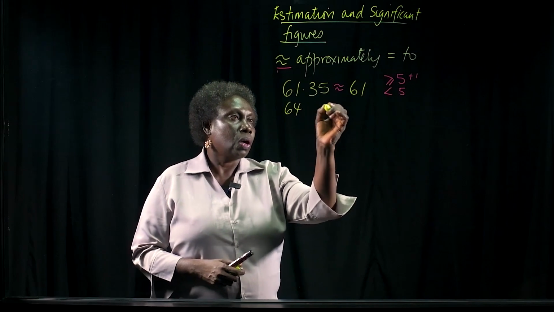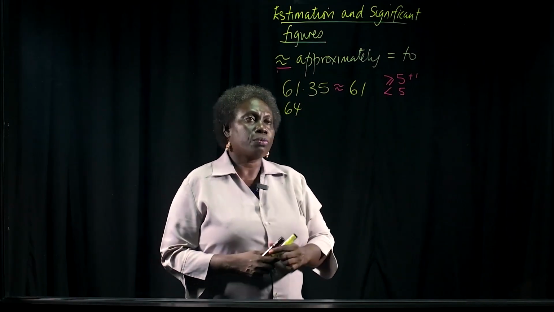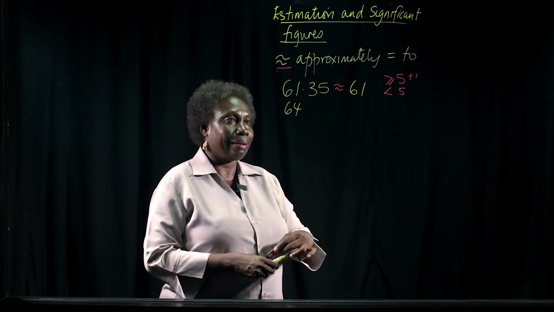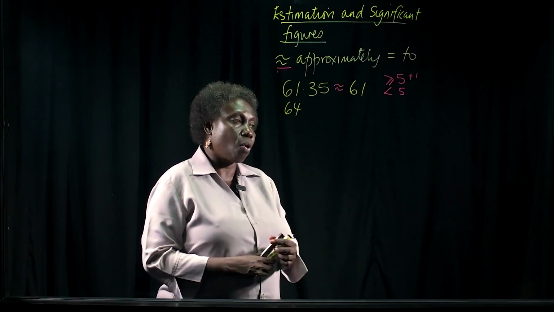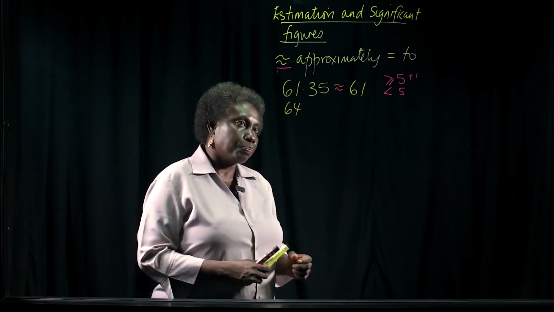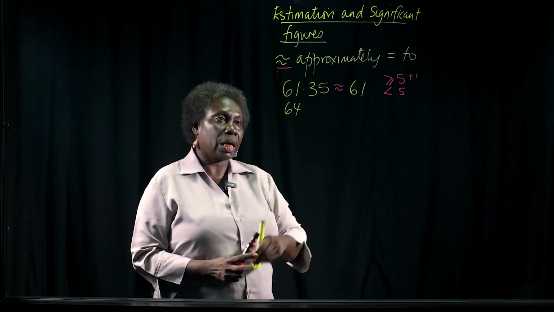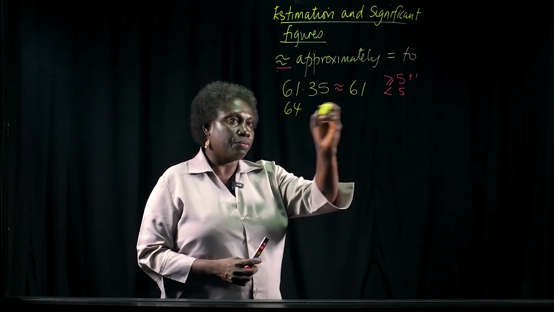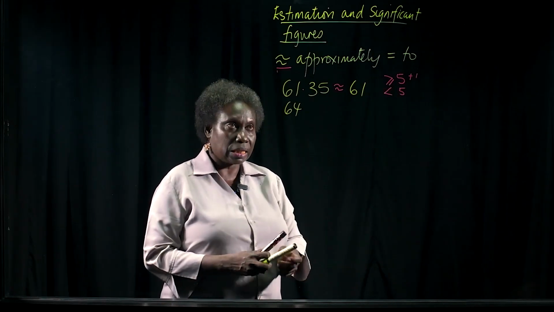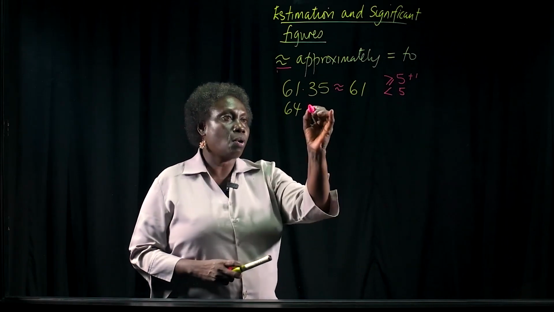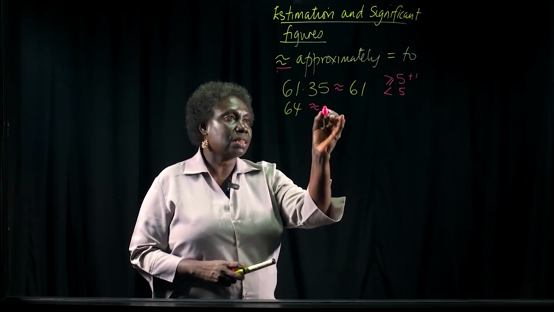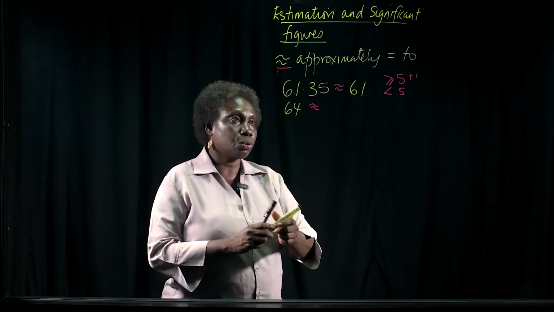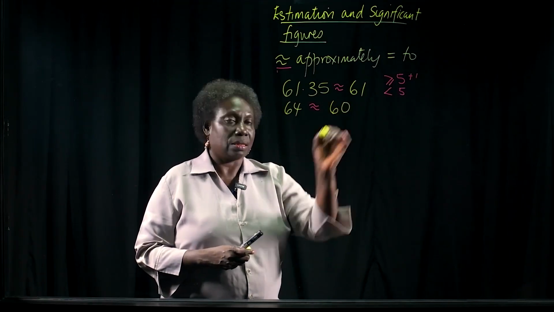Now, let's look at another example. 64 rounded off to the nearest 10. If we look at 64, we look at the unit. If the unit is less than 5, then we leave 6 as it is. So 64 to the nearest 10 is equal to 60.